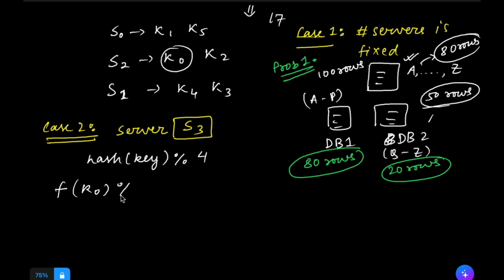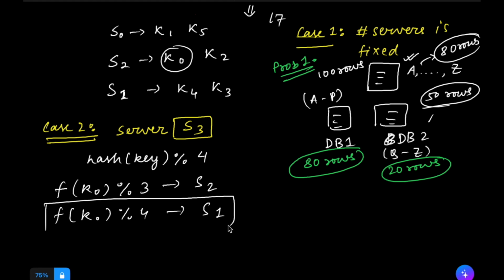Initially it was k0 mod 3 and it was mapped to s2, but now since it is 4 and it is mapped to s1, there will be a cache miss whenever I want to read the value pertaining to the key k0. So before any read operation, we have to redistribute the data as per this modulo 4 and store the data in each of the servers and thereby perform a read operation.